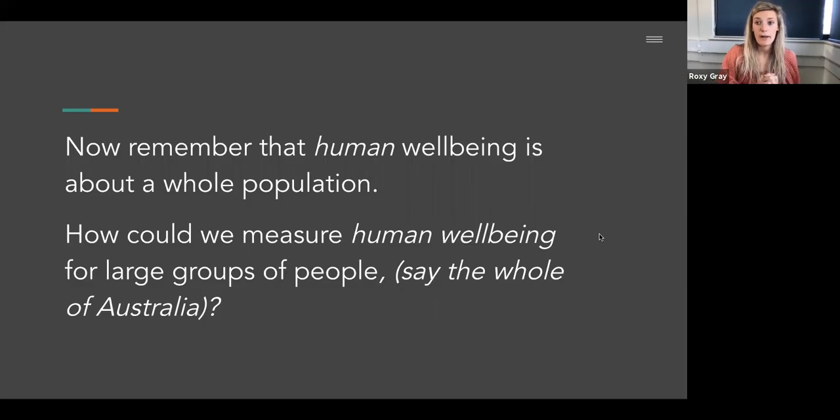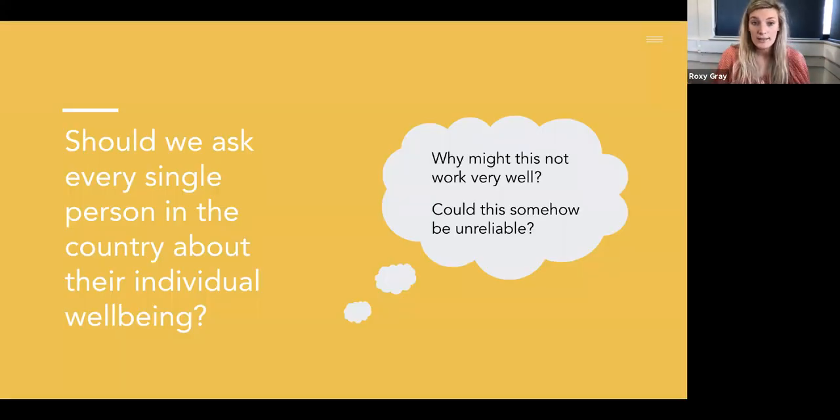Let's talk about human well-being though, because with this term we're talking about a whole population. So how could we measure human well-being, aka large groups of people, for instance, the whole of Australia? How would we know that there is a good quality of life for everyone? Here's one approach. We could ask every single person in the country about their individual well-being. So we could ask them to report on all of those 6 factors that we just discussed.